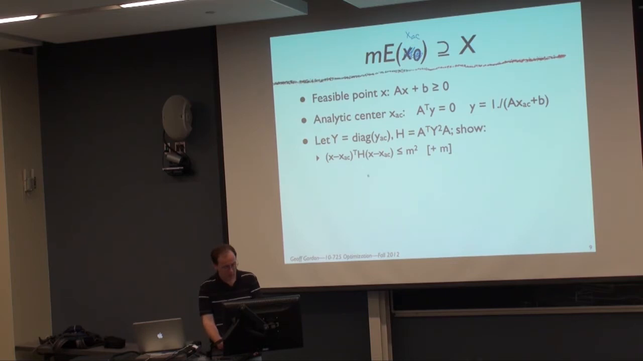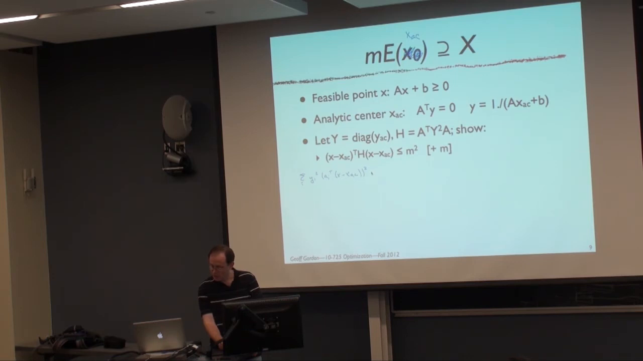Okay, so I'm just going to rewrite this term here, same way I did before: sum over i of yi squared times ai transpose (x minus xac) quantity squared. And what we want to do then is show that that's less than or equal to m squared plus m.